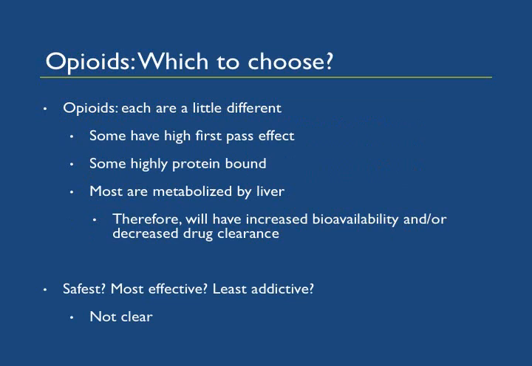So when it comes to prescribing an opioid, if this is in fact what your patient does require, it is difficult to know which is the best opioid to use. Each is a little different. Some have a high first-pass effect, some are highly protein-bound, and most are metabolized by the liver. Therefore, in patients with liver dysfunction, they will have an increased bioavailability and or decreased drug clearance. So it's really not clear which of the opioids are the safest, most effective, and the least addictive.